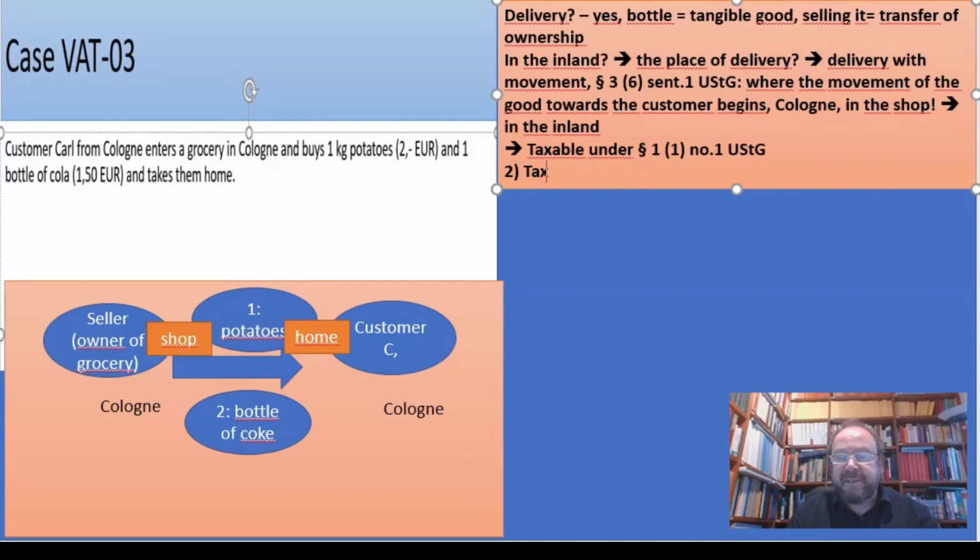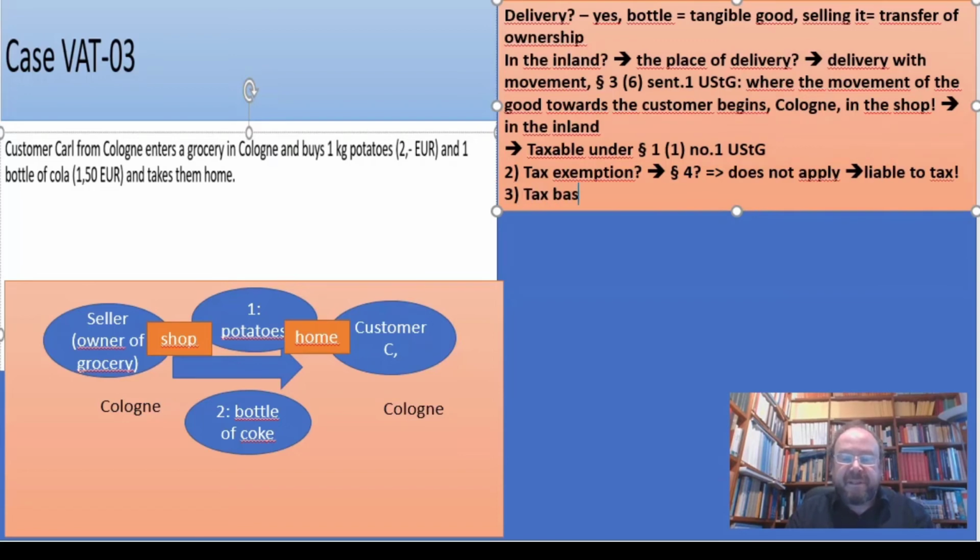Number 2, is there a tax exemption? We have to check paragraph 4, and we never heard about a tax exemption for Cokes. This does not apply. If you look through the whole paragraph 4 again, you can be sure nothing applies. We don't do it now because we did it just before, but in an exam or a real case we would do it. Now we are sure it's liable to tax, so we have to pay tax. So we need the tax base.